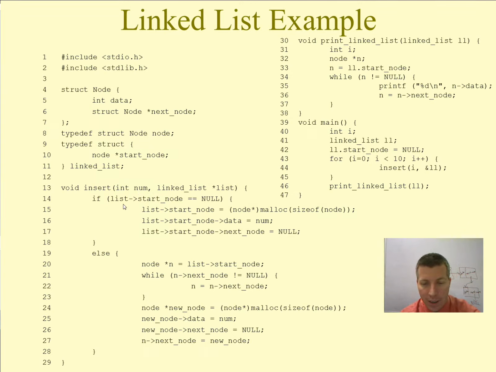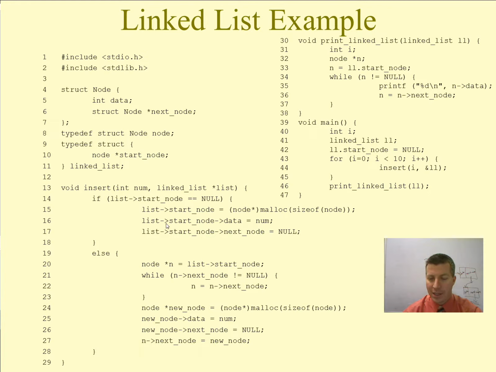Okay, so here, line 14, if the list arrow start node is equal to null, which it will be the very first time when I'm trying to insert the number 0 into it, it's going to say, let's allocate that start node using malloc to the size of a node. So the size of a node is going to be an integer, which is 4 bytes, and however much the next node consists of. And then the start node arrow data is going to get my num, and start node arrow next node gets null.